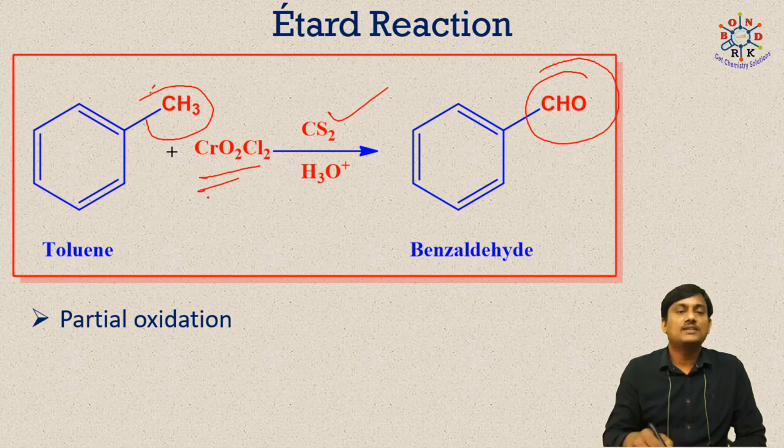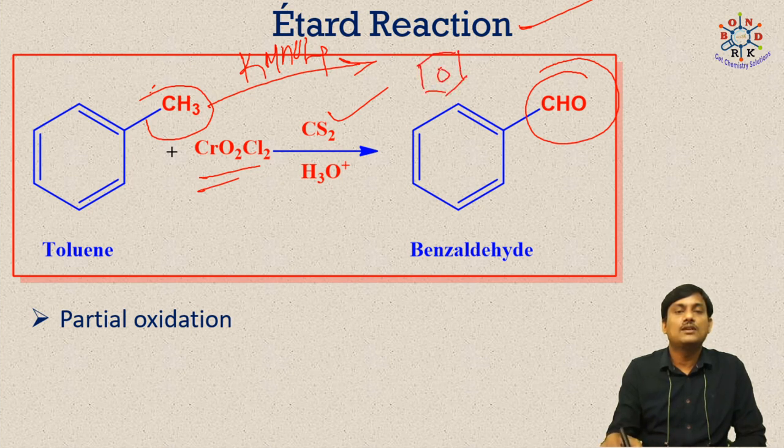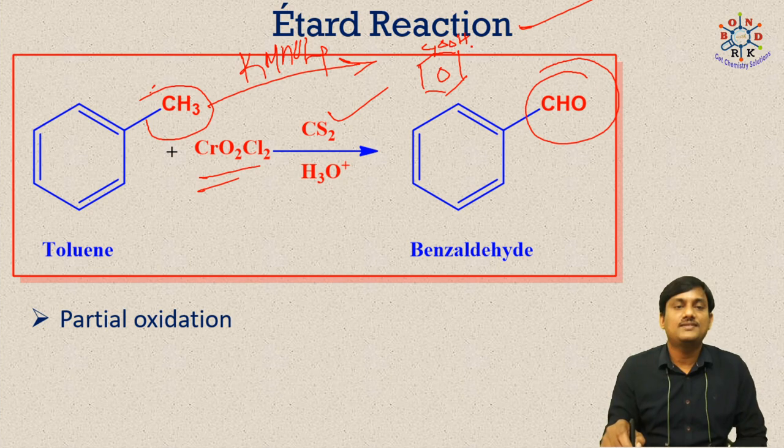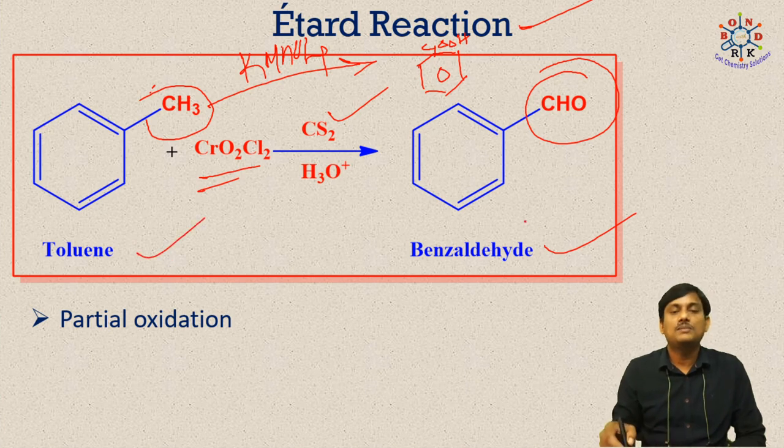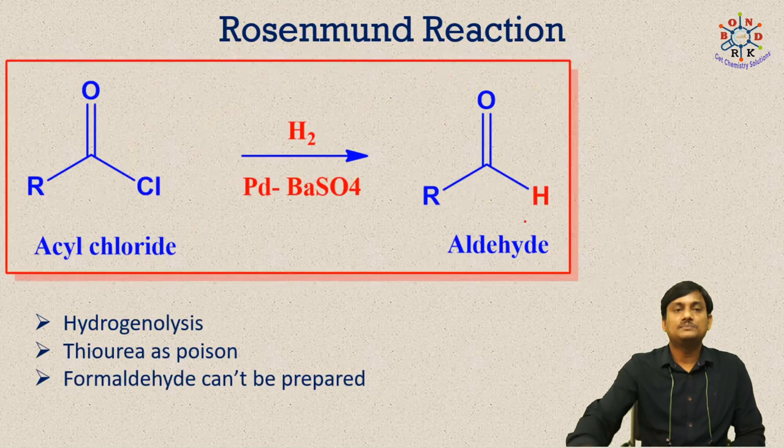The partial reduction in presence of chromyl chloride is called the Etard reaction. But if you treat with acidified KMnO4, there is a complete oxidation. You will get benzoic acid. Here the CH3 will become COOH. The benefit of the Etard reaction is you can get benzaldehyde. From toluene you will get benzaldehyde. There is no formation of benzoic acid.